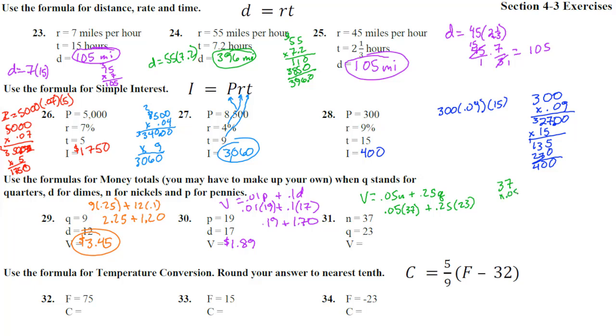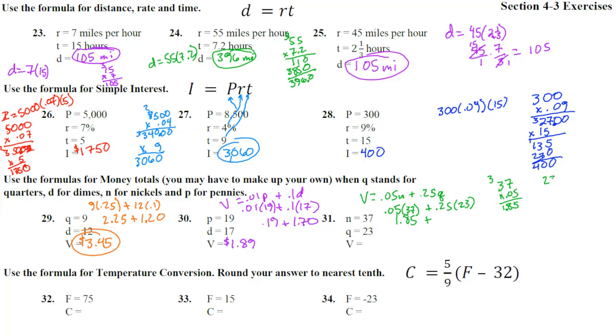37 times 0.05. 5 times 7 is 35. Carry the 3. 5 times 3 is 15, plus 3 is 18. That's $1.85. Oops, I just didn't put the decimal in there. $1.85 plus, and then 23 times 0.25.